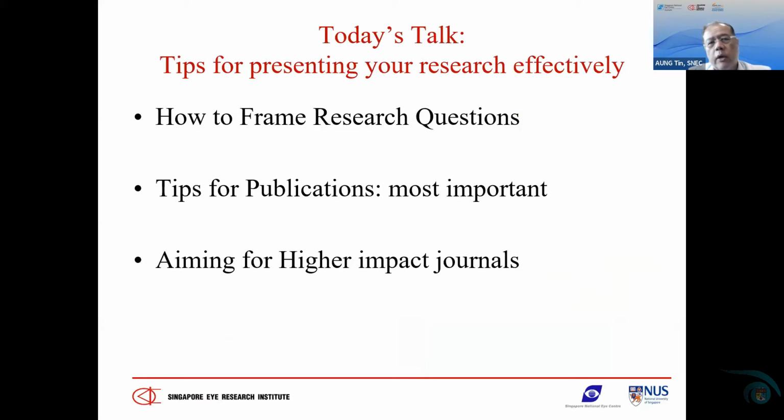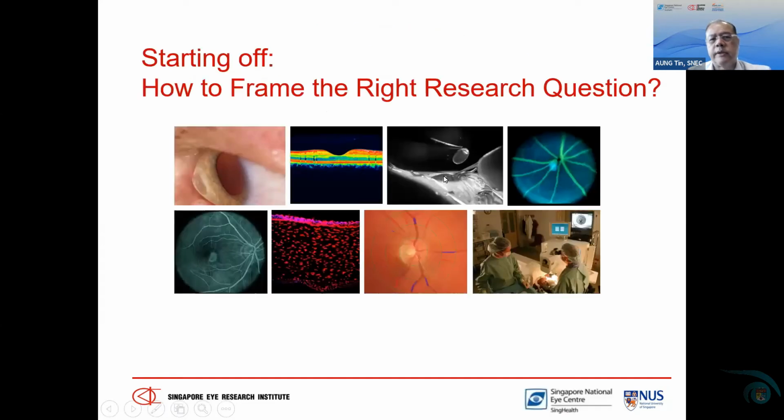Anyway, for today's talk about presenting your research effectively, I think we have to talk about three areas related to this topic. Firstly, probably the most important one, is how to frame your research question correctly. Secondly is some tips for how to write papers better. And thirdly is how to aim for higher impact journals. So let's start off with how to frame the right research question.